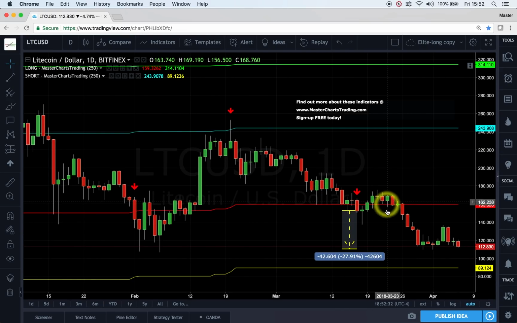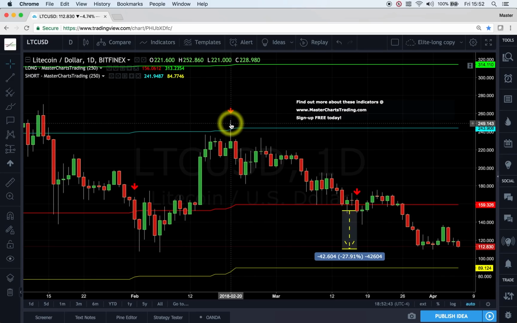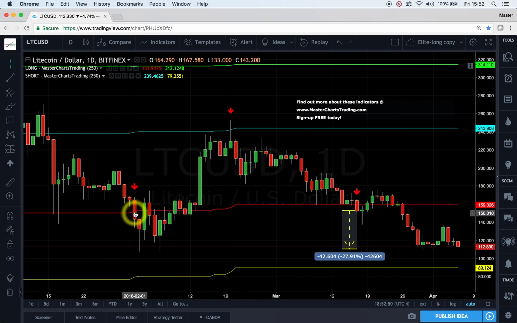Litecoin, LTC USD, same thing. Very similar patterns, all cryptos. Here's the support break and bear market on the 1st of February 2018. And then we had the 20th of February, just an incredible shorting opportunity. But here's another one that worked out really well on the 17th of March. It was almost a 30% gain.